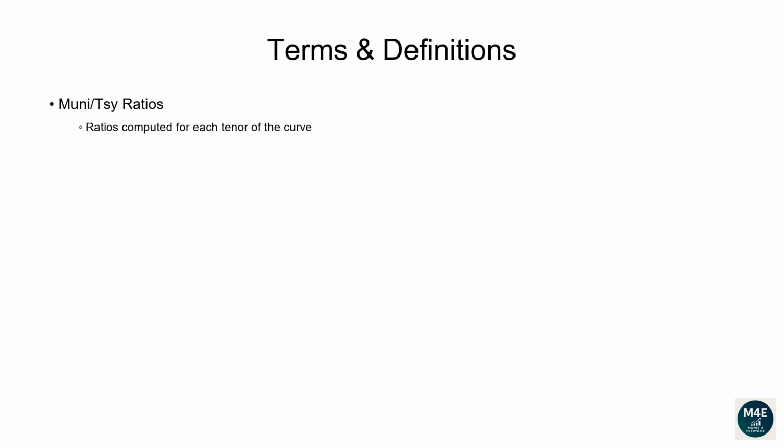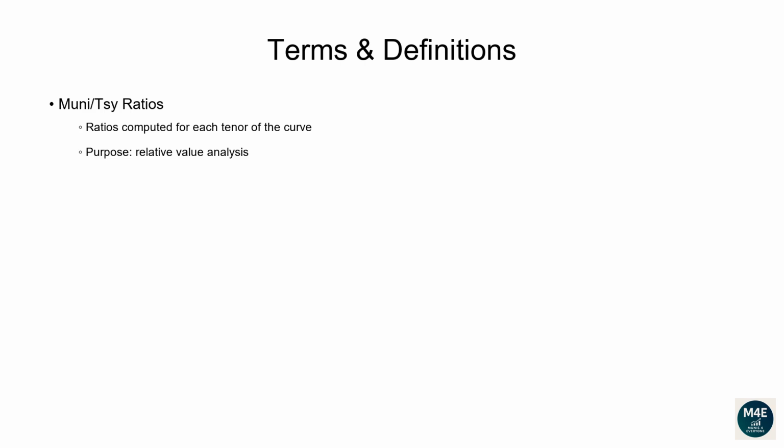What do we mean with Muni-Treasury ratios, and why are they important? First off, ratios are computed for each tenor of the curve. This means we compute the 1-year ratio by dividing the 1-year tax-exempt Muni yield by the 1-year Treasury yield. Same thing for the 2-year ratio, 5-year ratio, etc.